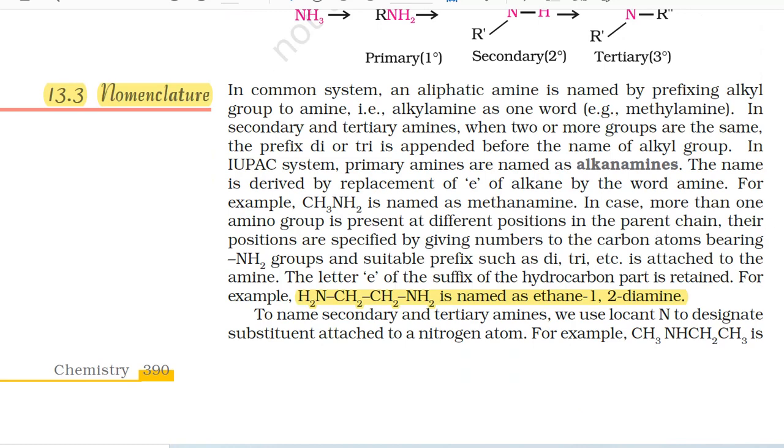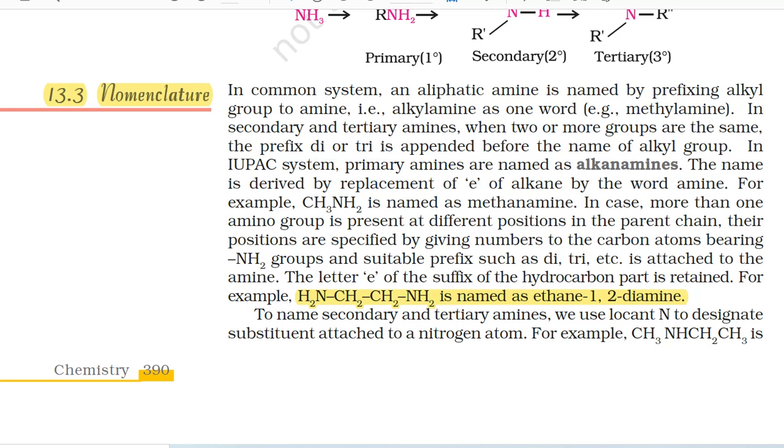13.3 Nomenclature. In common system, an aliphatic amine is named by prefixing alkyl group to amine, that is, alkylamine as one word, for example, methylamine. In secondary and tertiary amines, when two or more groups are the same, the prefix di or tri is appended before the name of alkyl group. In IUPAC system, primary amines are named as alkanamines. The name is derived by replacement of e of alkane by the word amine. For example, CH3NH2 is named as methanamine.